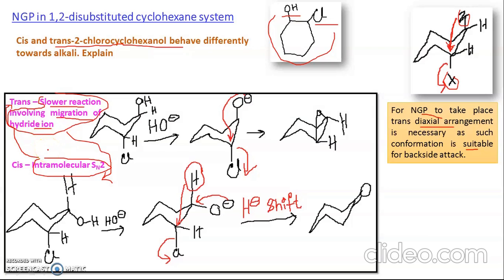Sorry for the mistake. So in the trans configuration, you can see both OH and Cl are axial. So the lone pair of oxygen can easily attack this carbon. So it will now be O minus, and the final product will be an epoxide. You can find some similarity of this mechanism with the general mechanism that I have written in the right hand side box, isn't it? So this is intramolecular SN2. Why? Because this O minus is an intramolecular nucleophile. So that is why our final product is an epoxide.